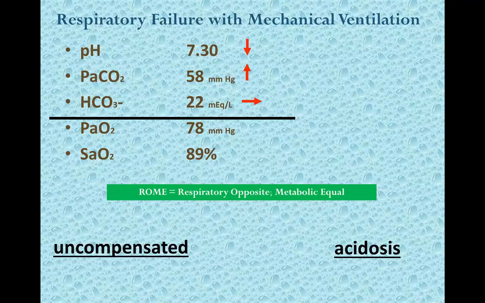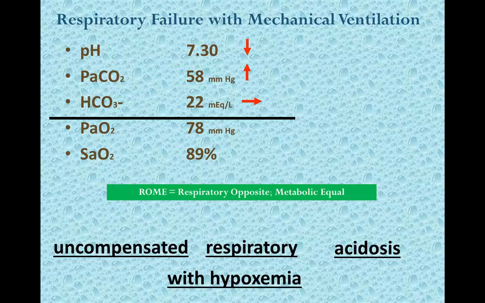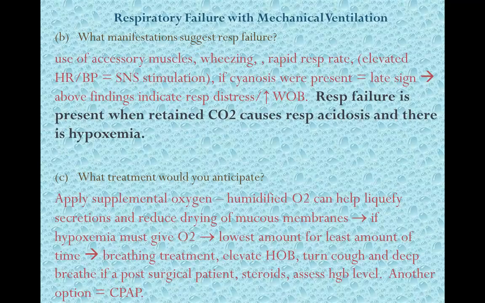Because the pH is down and the CO2 is up, when we look at ROME, respiratory opposite or metabolic equal, as the cause of our abnormal ABG, we can see that the arrows are opposite, so therefore we have a respiratory cause. We have an uncompensated respiratory acidosis. And then we look further and check out the oxygenation status of the patient, and we see that the PO2 is 78 and the SAT is 89. So this patient does, by definition, have hypoxemia. We have uncompensated respiratory acidosis with hypoxemia.